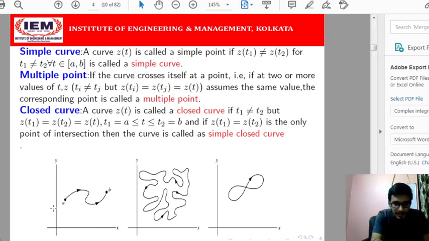So I am giving some examples. That is an example of a curve. That is a simple curve, because corresponding to t1 I am getting some A, and corresponding to t2 I am getting some B. So they are actually different. So that is called a simple curve.